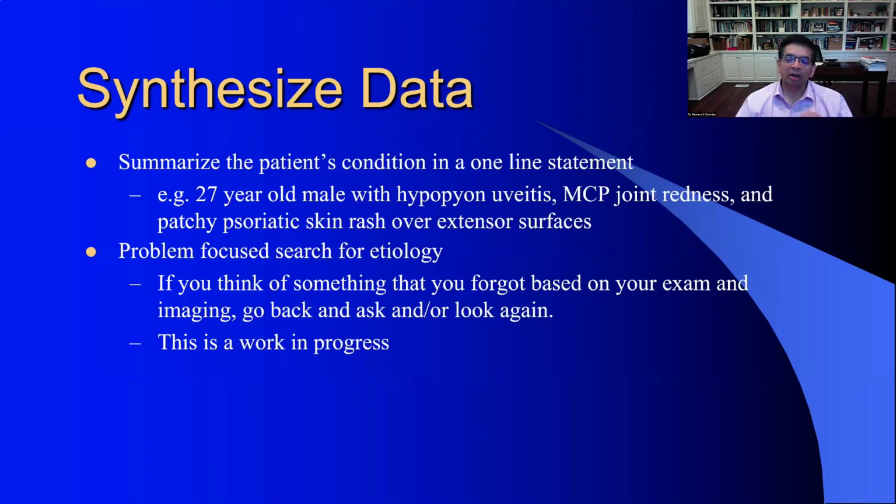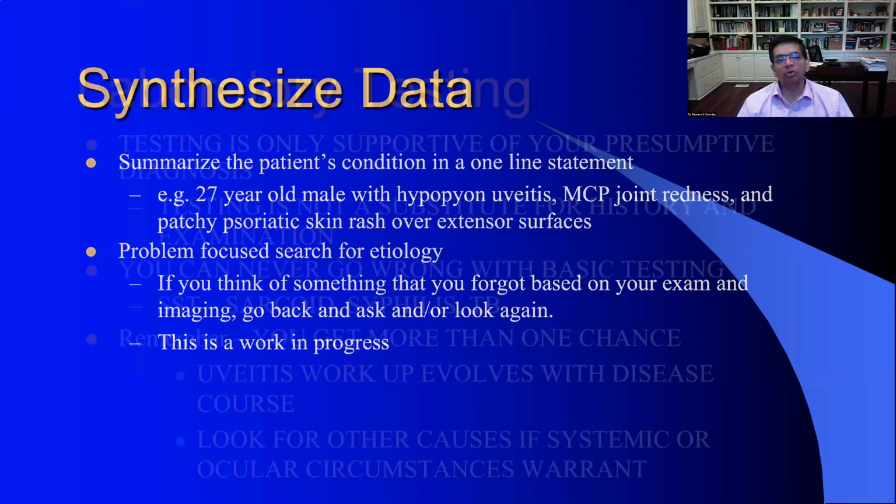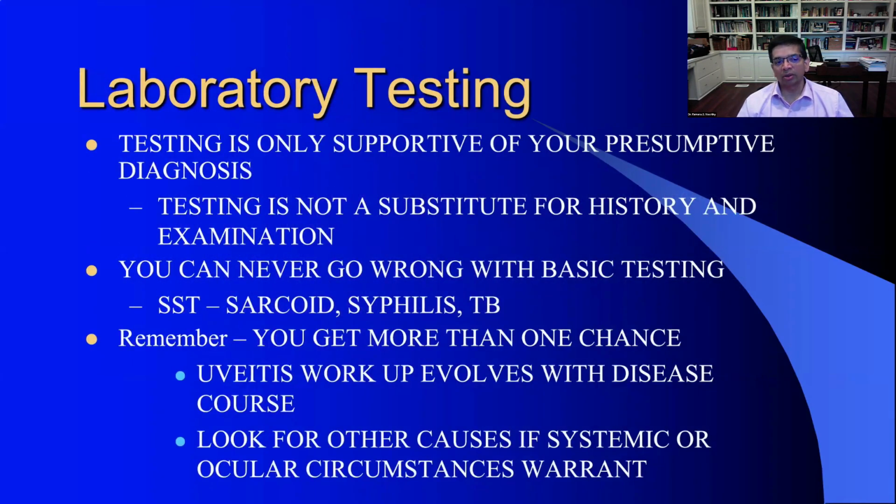You don't want to be doing a $1 million lab workup and getting things like CBCs or a SED rate or CRP, which is kind of useless information unless you have some reason to get that. If you think of something that you forgot based on your exam or imaging, go back, ask questions, look again, because the workup of the uveitis patient is a work in progress. And the laboratory testing is only supportive of your presumptive diagnosis. It's not a substitute for your exam. It's definitely not a substitute for your history.